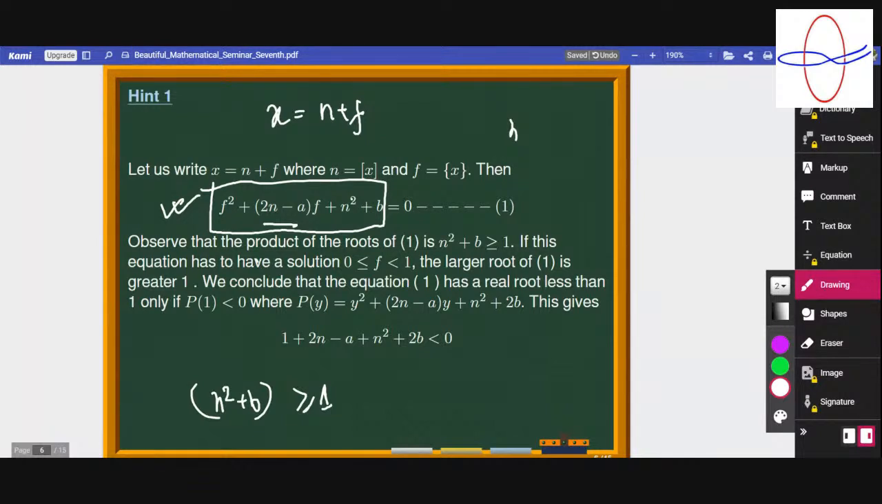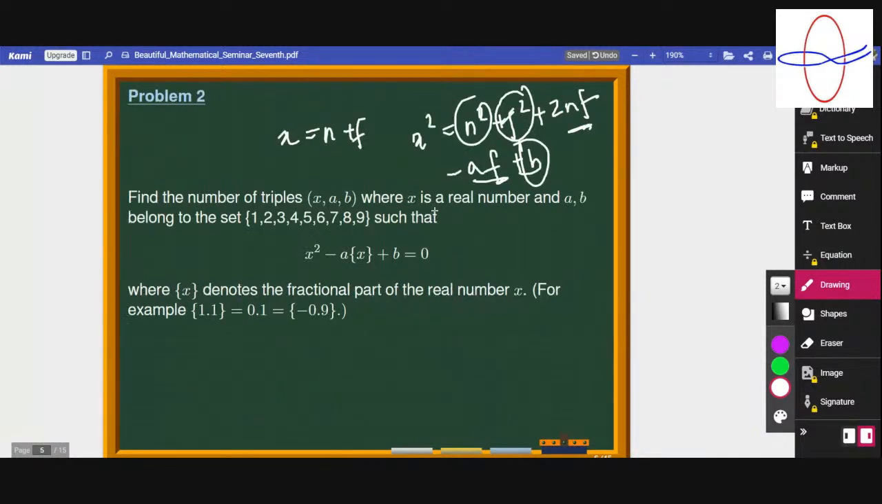What is b? Tell me. So b is a number from this set, right? And b is greater than or equal to 1. And n is what? n is greater than or equal to 0. And b is greater than or equal to 1. Therefore, n square plus b is greater than or equal to 1. Therefore, the product of the roots of this equation is greater than or equal to 1. Right? All of you got it?